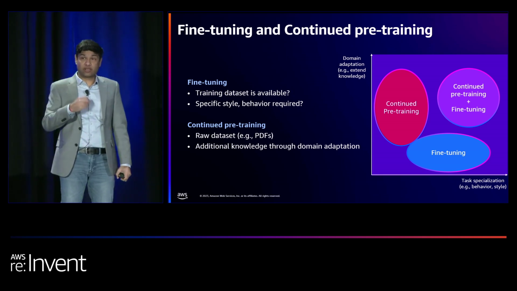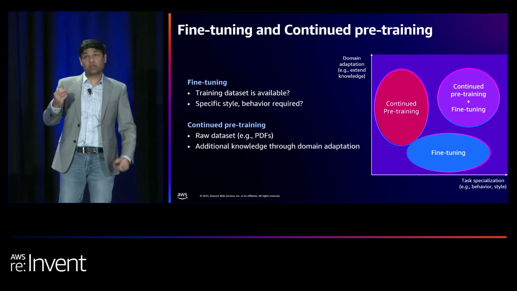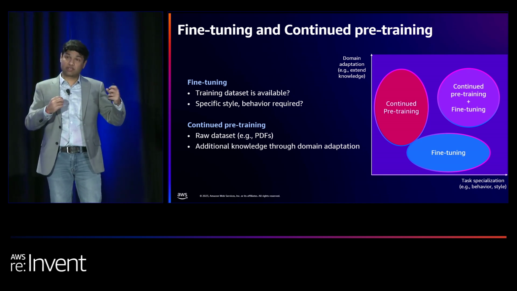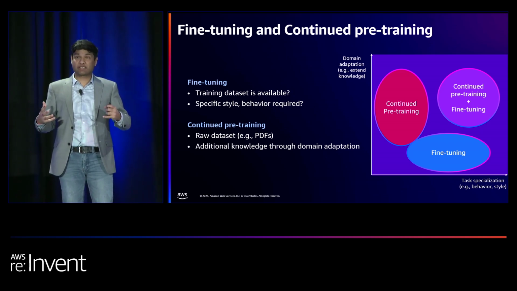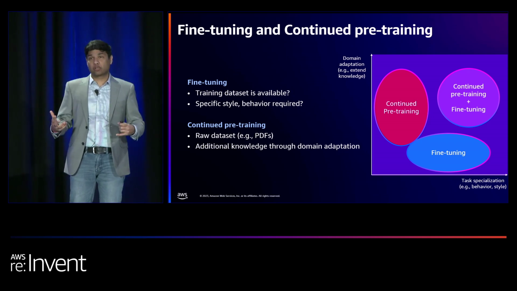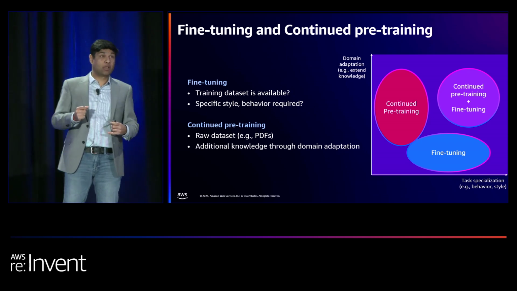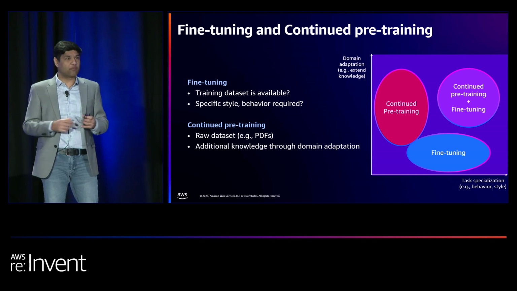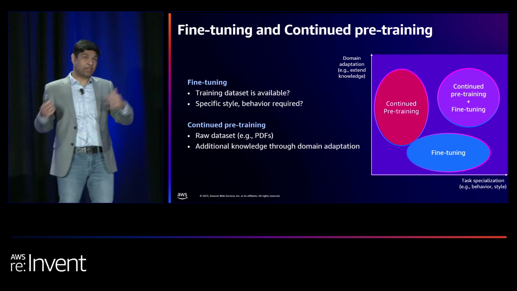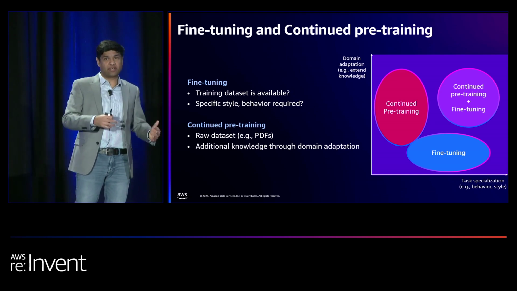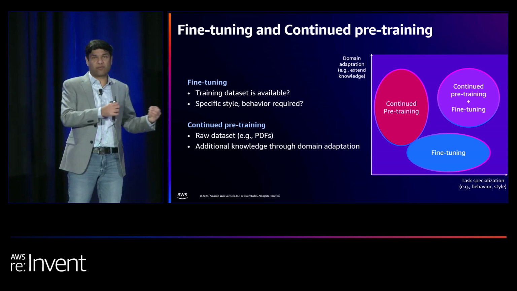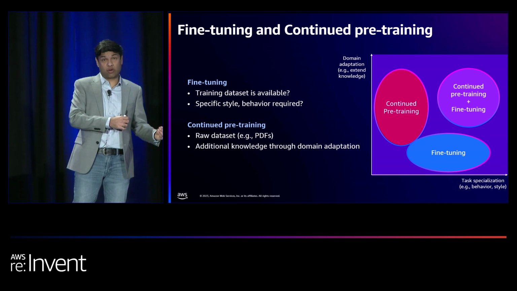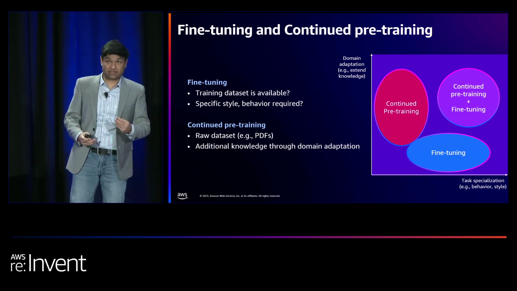And then the next one is continued pre-training, where if you want the model to learn specific terms and terminology or a large amount of domain-specific data, you can bring that unlabeled data and train the models using continued pre-training. You can also do a combination of both. You can first train your model with a large amount of data which is specific to your organization, and then later fine-tune that same model for a specific task.